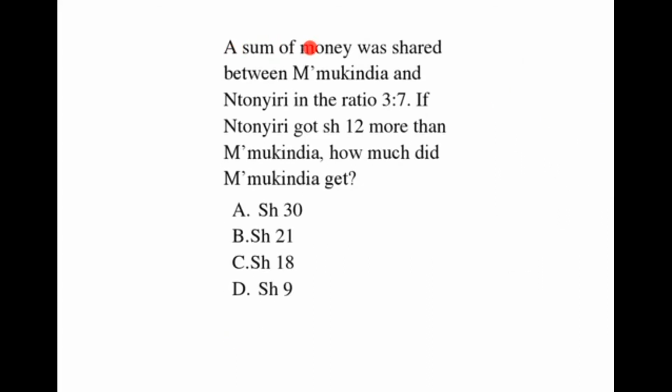A sum of money was shared between Mukidia and Tonyiri in the ratio 3:7. If Tonyiri got 12 shillings more than Mukidia, how much did Mukidia get? Solution.